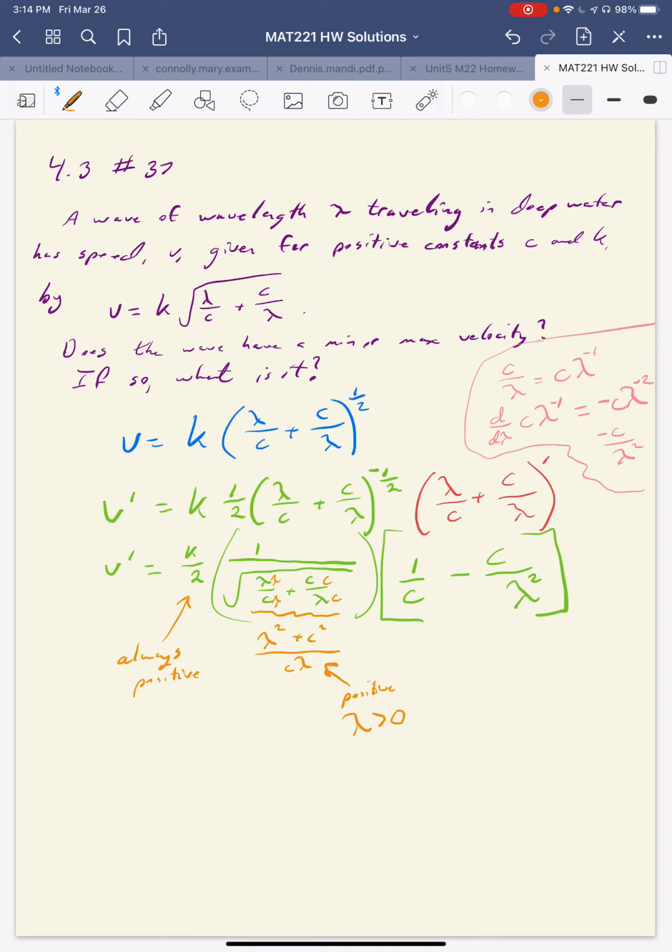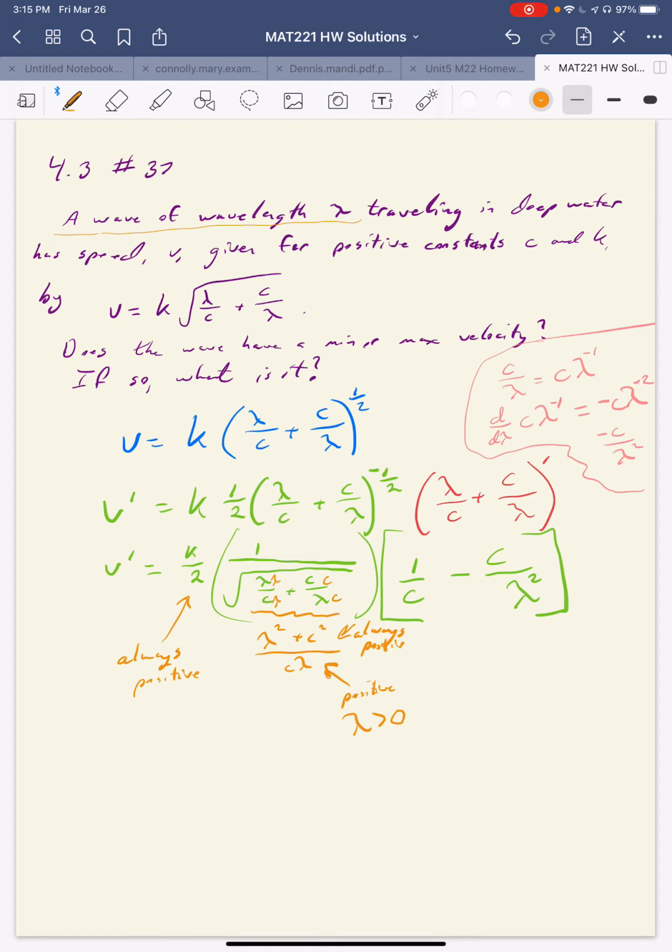Well, first of all, if we go back and look at the situation here, it's a wave of wavelength lambda. So of course, lambda is always going to be positive. We can't have negative wavelengths. So the denominator will always be positive. And then when I look up here, when I take two square terms and add them together, that will always be positive too.